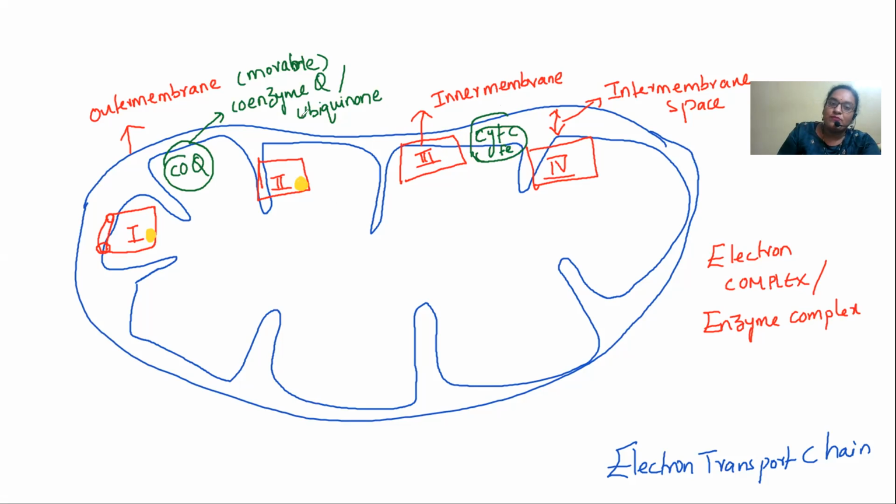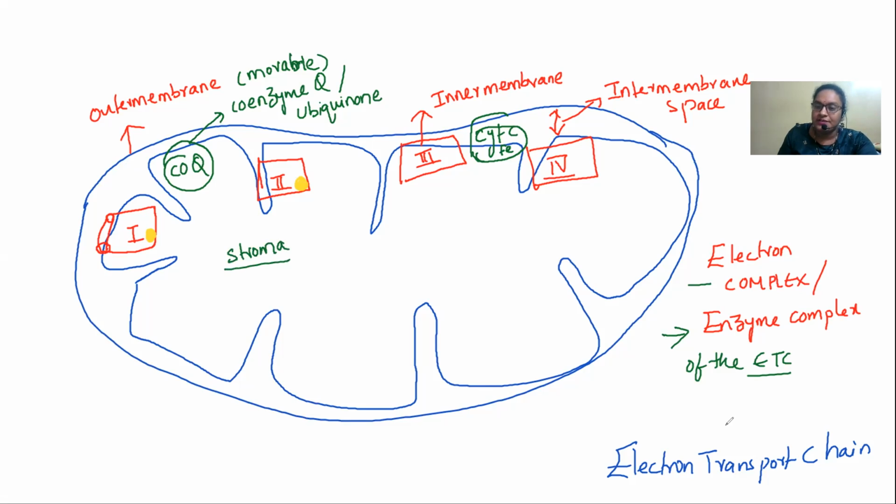Did you understand? So your mitochondrial inner membrane is going to have integral protein complexes like 1, 2, 3, 4, which we call electron complexes or enzyme complexes of the electron transport chain. And remember, there are electron carriers like coenzyme Q and cytochrome C also present here. The inner matrix is called the stroma.